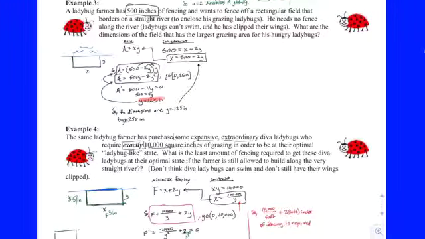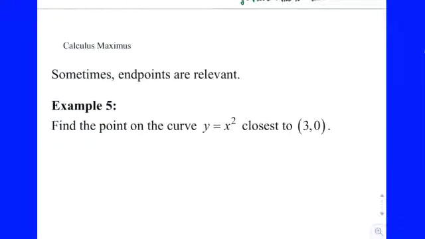Okay, so notice that in this case, the endpoints were not really relevant because they collapse the geometric structure down to 0. And that's the case for most of those types of problems. But there are instances where the endpoints are relevant, where they could possibly be the solution. So let's look at example 5. Find the point on the curve of y equals x squared closest to the point (3, 0).